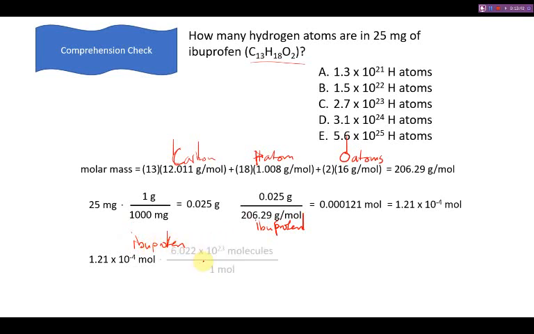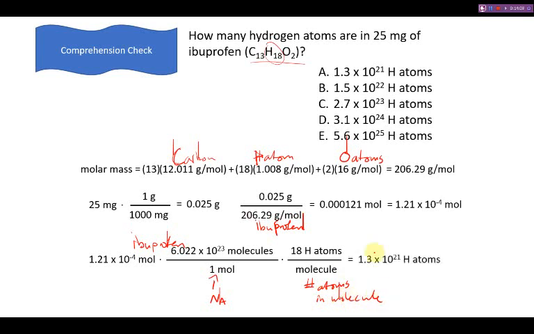We want to know how many hydrogen atoms there are, and so we need to convert to molecules and then use the ratio of number of hydrogen atoms per molecule. Okay, again, this is Avogadro's number, and this is the number of atoms in the molecule. That gets us 1.3 times 10 to the 21 atoms.